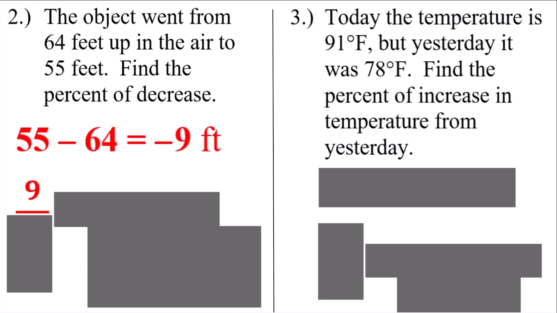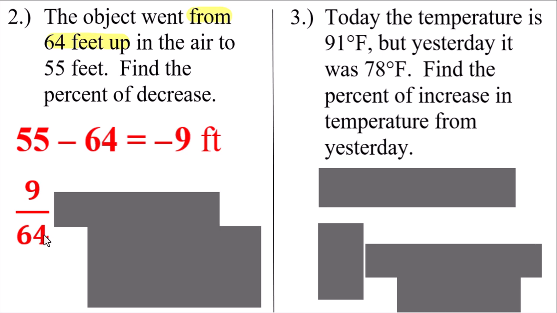So, can you figure out which one was the original? Hopefully you can realize where it started from, where it went from. That's where it started. That's the original amount. Where it ended up, it went down to 55 feet. That's the newer elevation up in the air, okay? Where it started from, that's the original. So that's what we're dividing by.